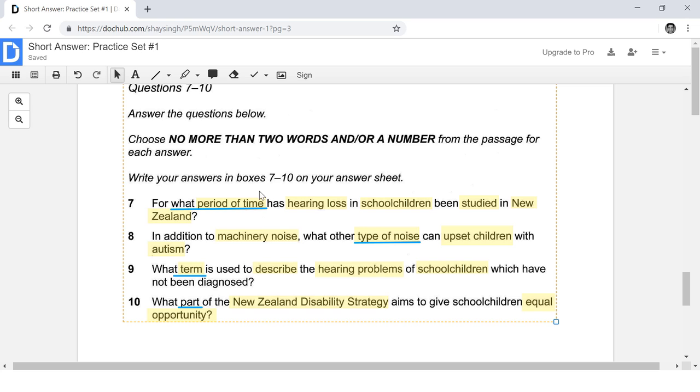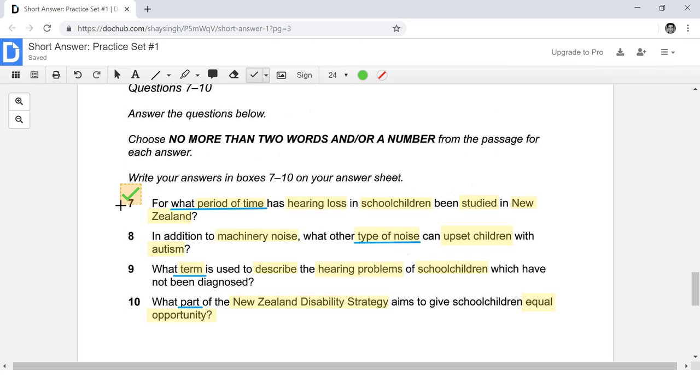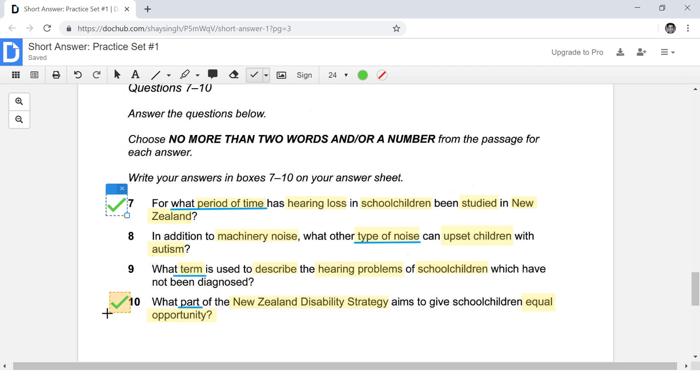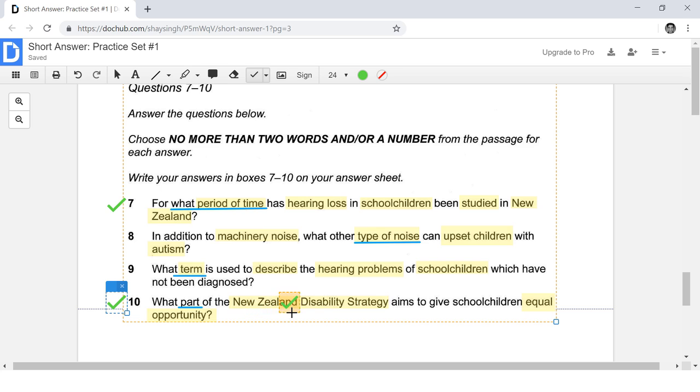The last thing to identify is which are going to be the easiest questions out of these. So which are going to be the easiest keywords and which questions do we want to answer first? So I like to do that by putting a check mark next to the easy ones. I already told you that number 7 is going to be easy to find because New Zealand is a proper noun. Where else do we have a proper noun? Number 10, New Zealand Disability Strategy.